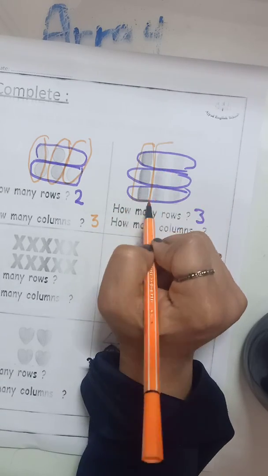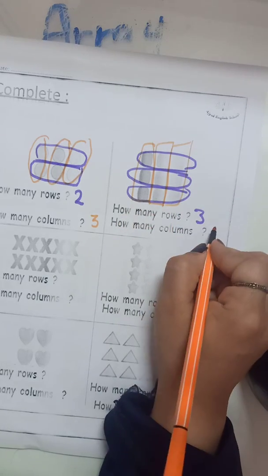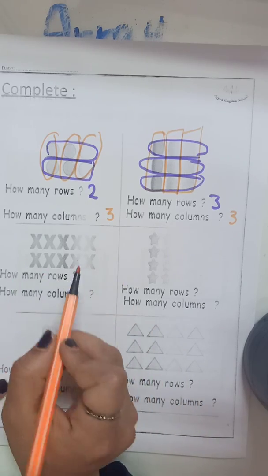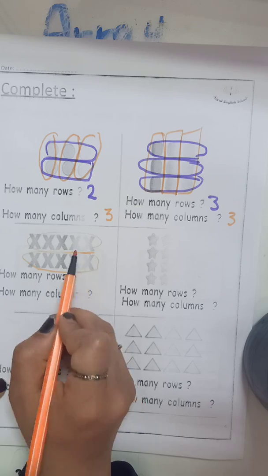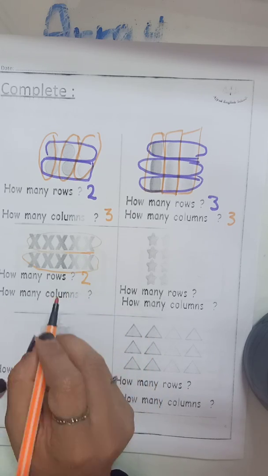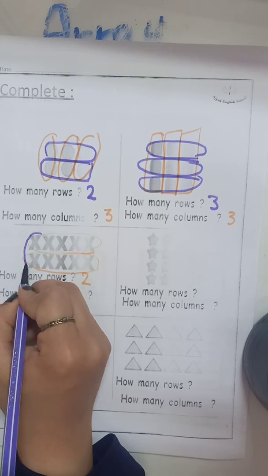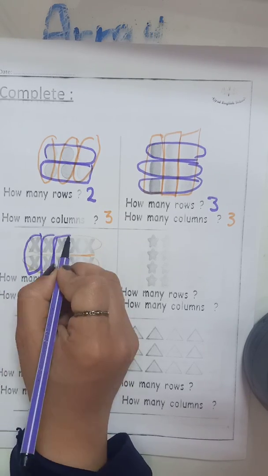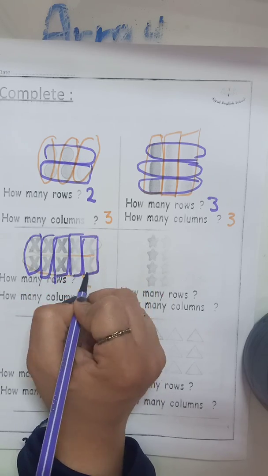1, 2, 3. The next one, how many rows? 1, 2. And the next one, how many columns? 1, 2, 3, 4, 5.